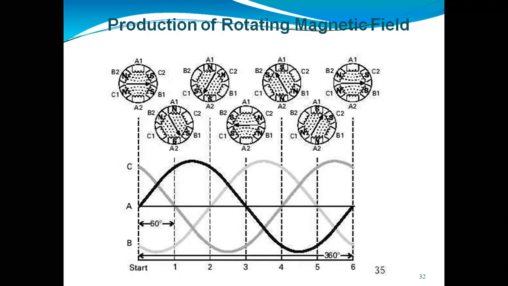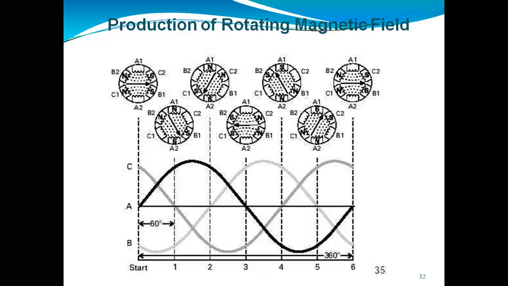Instead of ABC, you can do ACB, or you can take PCA. You are supposed to only change the sequence. At that time, your rotating magnetic field will change its direction of rotation. So here we are saying we are changing the direction of the rotating magnetic field by only changing the phase sequence.